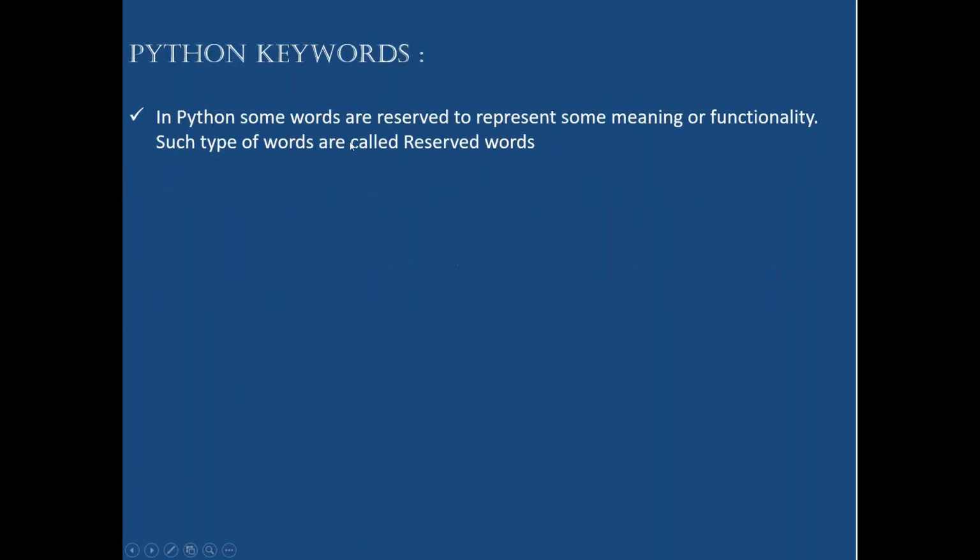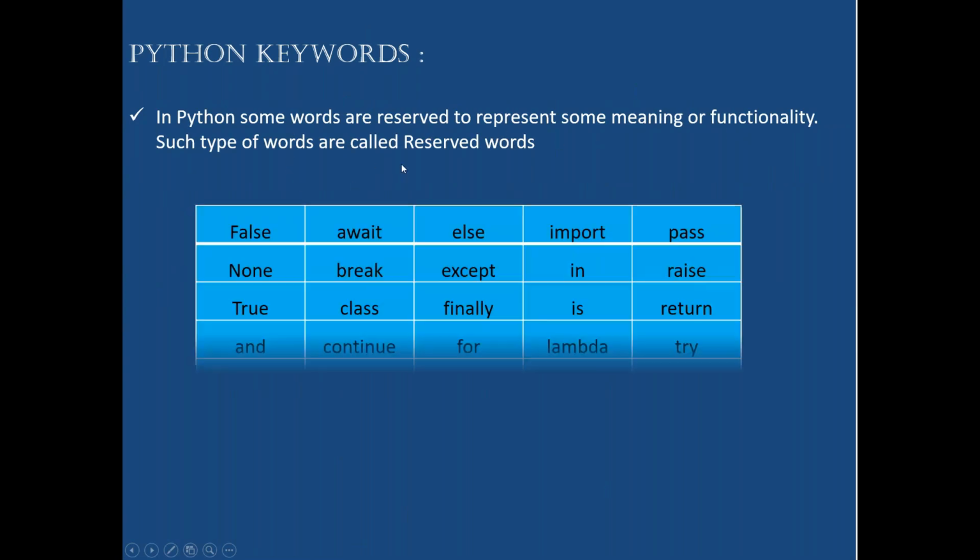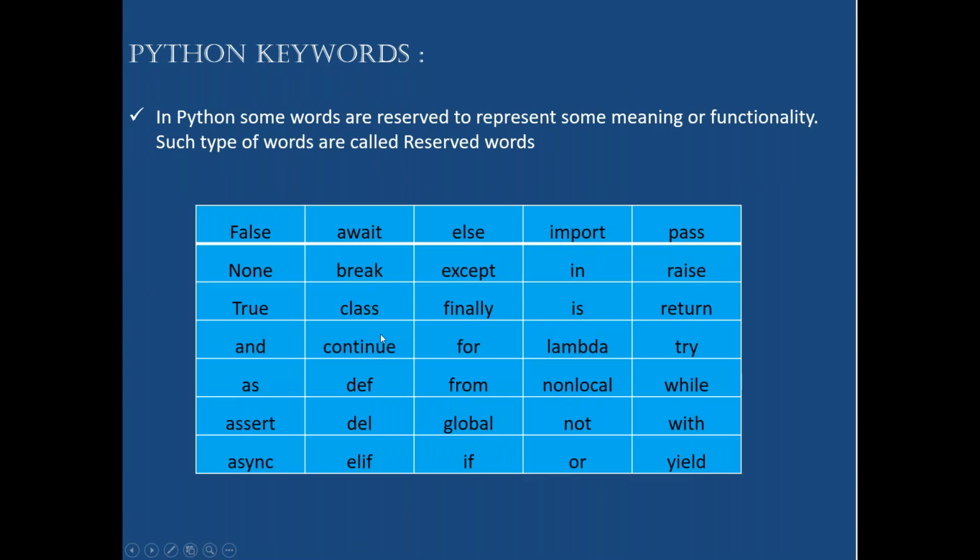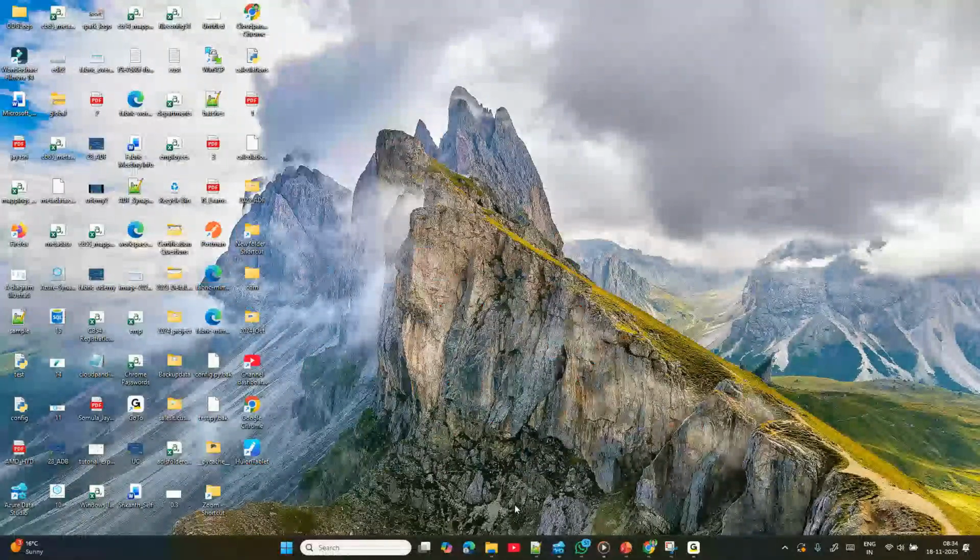Now Python keywords. In Python, some words are reserved to represent some meaning or functionality. Such words are called reserved words. These are the reserved words that we have, but I don't want to show it from here. Instead, let's look at it from Python here.